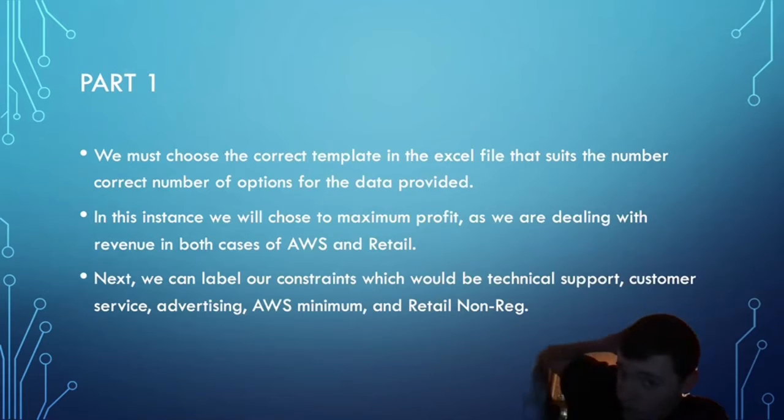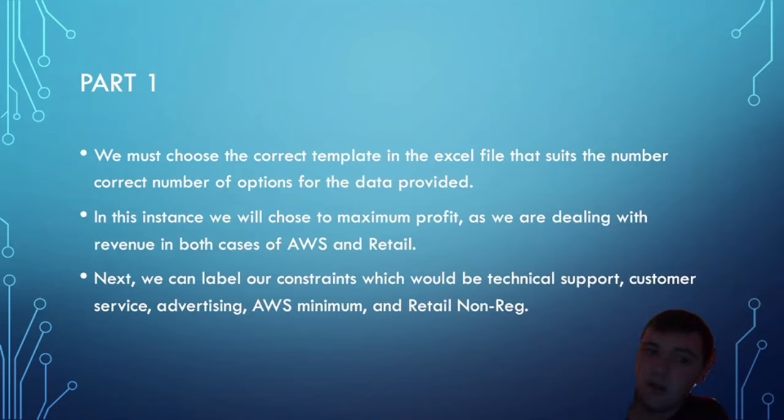For part one, we had to choose the correct template in the Excel file. I think there were three of them. We could figure this out based off of the data provided and the number of options that we had. In the instance of maximizing profits, since we're dealing with revenue, that's what we're going to want to maximize. After that, we can label our constraints, which were in the instructions.